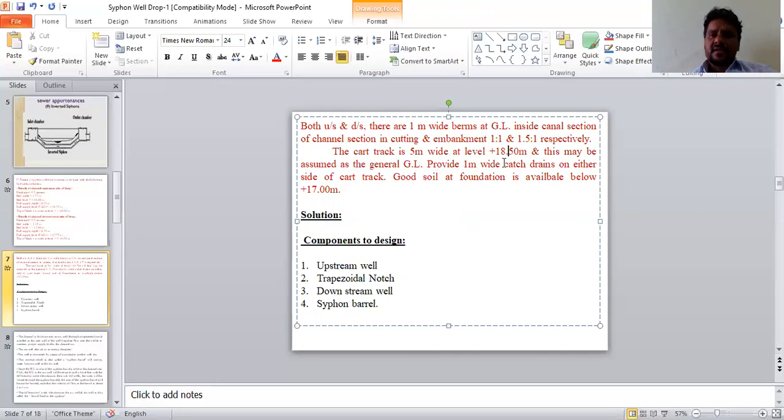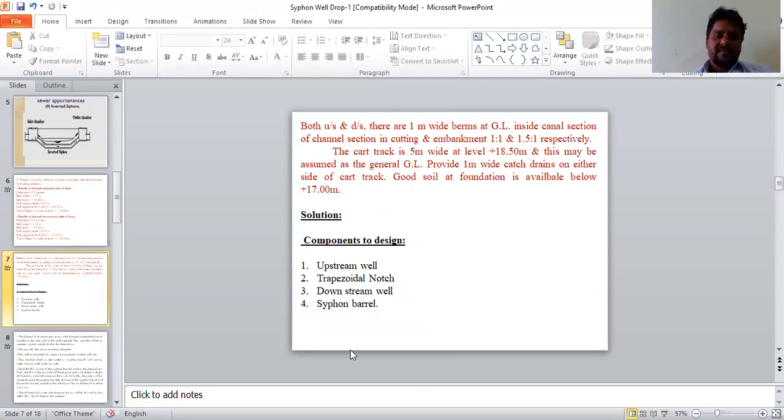Why cast dents? Simply, the runoff water can be collected through cast dents only. Okay, on either side of the track, definitely. Along the road, two sides there are cast dents, right? So good soil of foundation is available below the 18 meters. See, our ground level is 18.5 meter and good soil, in the sense hard strata, is available at 17 meter. Okay, let's design.